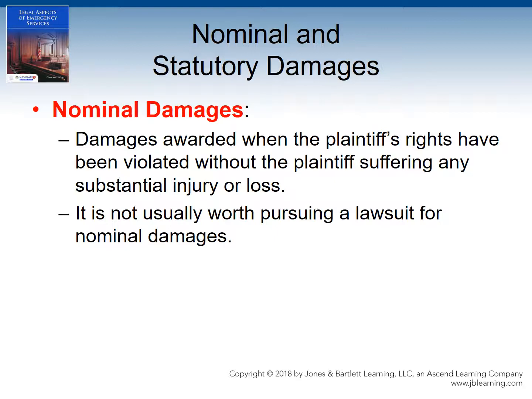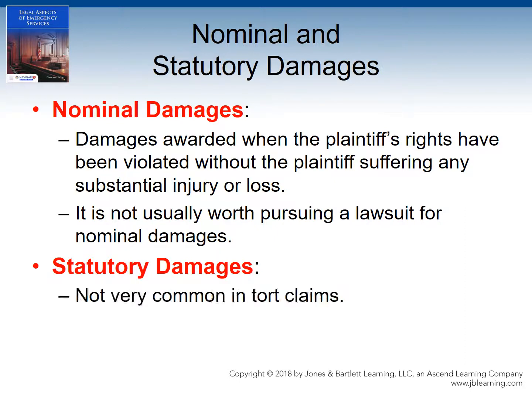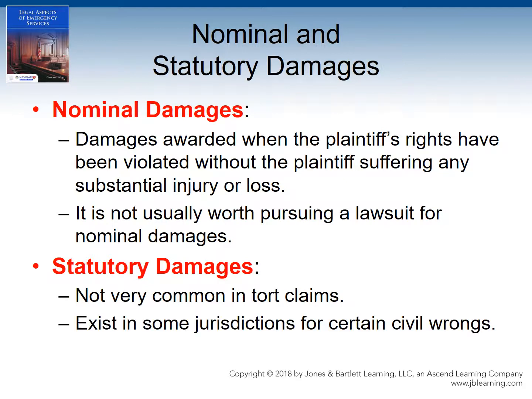The last type of damages routinely available to a plaintiff in a tort case are statutory damages. While not common for most tort claims, there are some jurisdictions with laws that mandate a specific award of damages for a particular civil wrong. As these damages are prescribed by law, the court commonly has very little latitude in awarding them or varying the amount associated with the award.